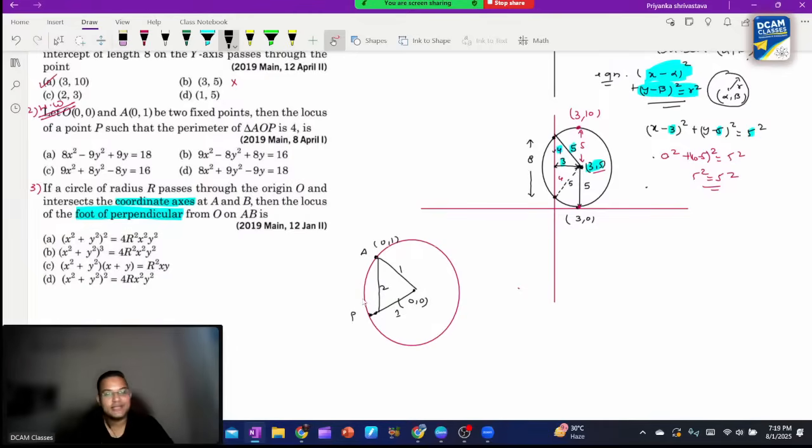Look, the assumption is wrong here. The assumption you have made is that 0,0 is the center somehow, but we do not know that this 0,0 is the center. It can be a point on the circle itself, we do not know.